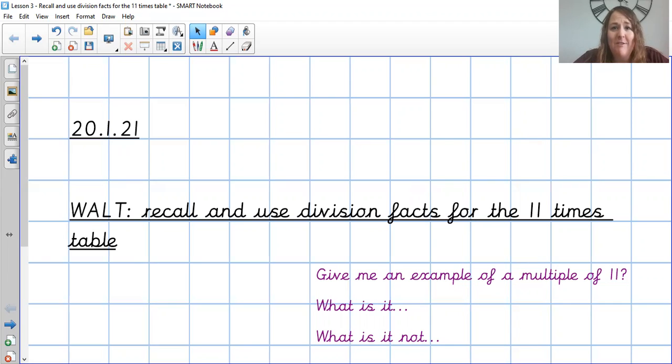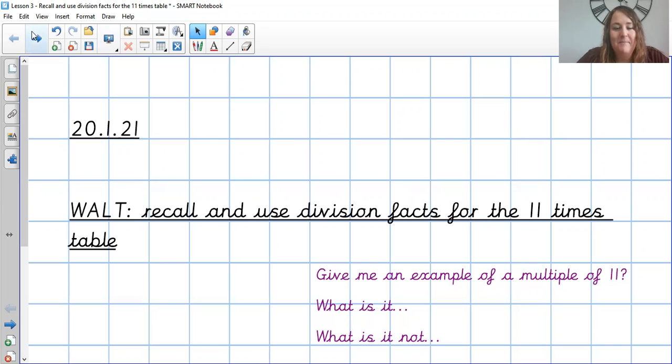You have been doing really well with your 11 times table so far, and we are learning today to recall and use division facts for the 11 times table. So all of the knowledge that you've done so far when you've built the 11 times table and when you've done your multiplication facts will really help today.